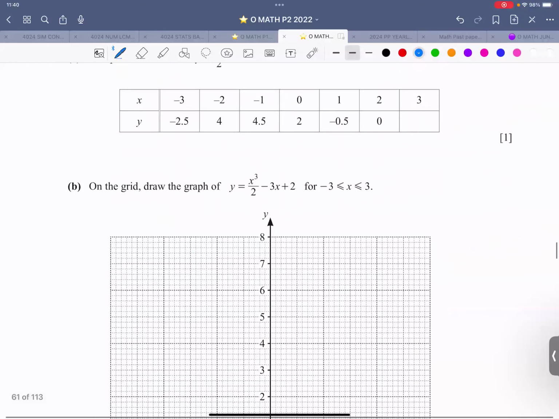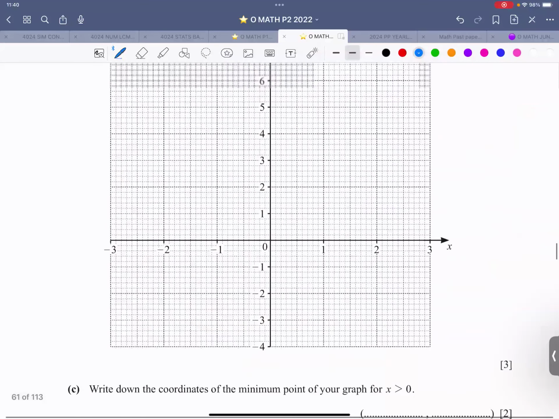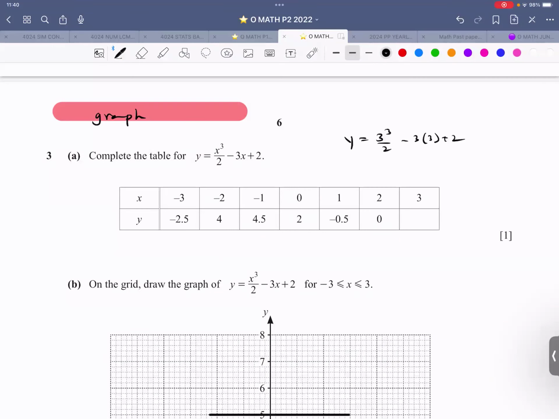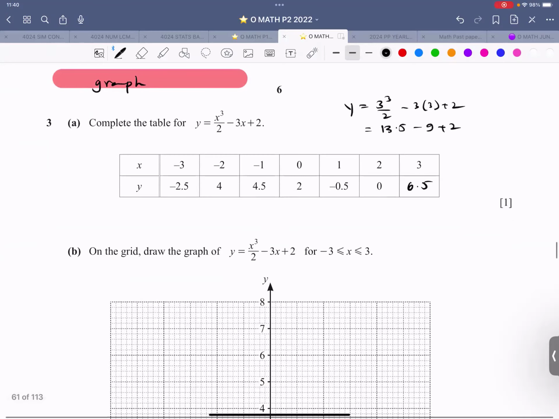The next question looks like a graph question. Okay, so over here, this is the graphical solution of an equation. Now the question says complete the table. So we have to use this value, 3, with the calculator. So y equals 3 cubed over 2 minus 3 times 3 plus 2. And this is 27 over 2, that is 13.5 minus 9 plus 2. 15.5 minus 9, that is 6.5. So this I did without the calculator.